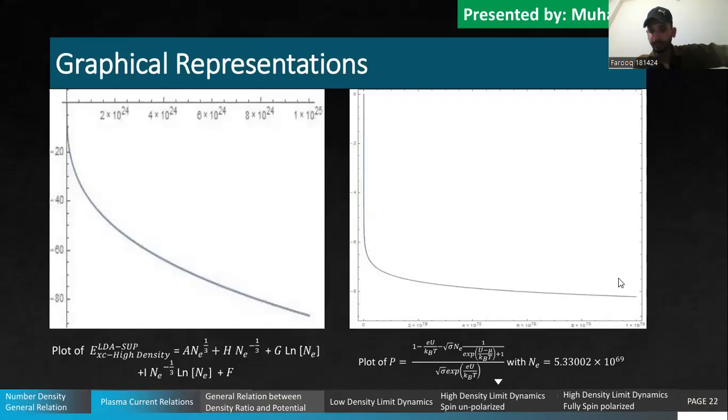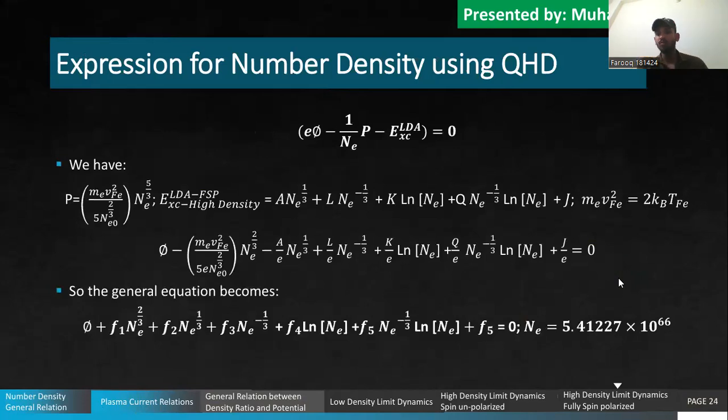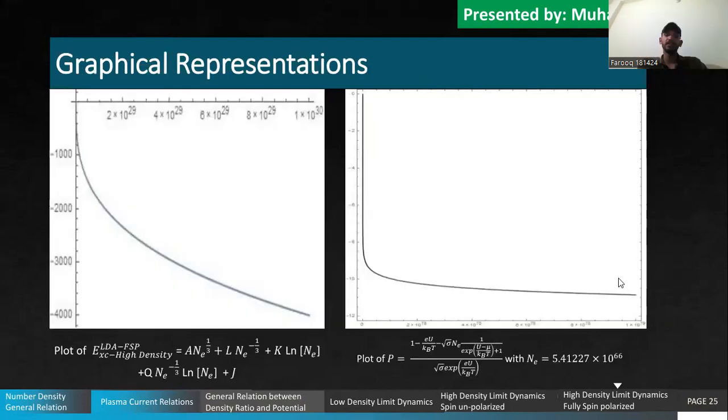Now check the difference. Here we had in the spin unpolarized case 5.33 times 10 to the power 69 number density, and now we are having 10 to the power 66 number density. So the parameters are changed. That's why the value is changed. Now for the graphical representation, coming towards the second graph, when we plot P with U after putting this number density value, the curve is shifted downward.